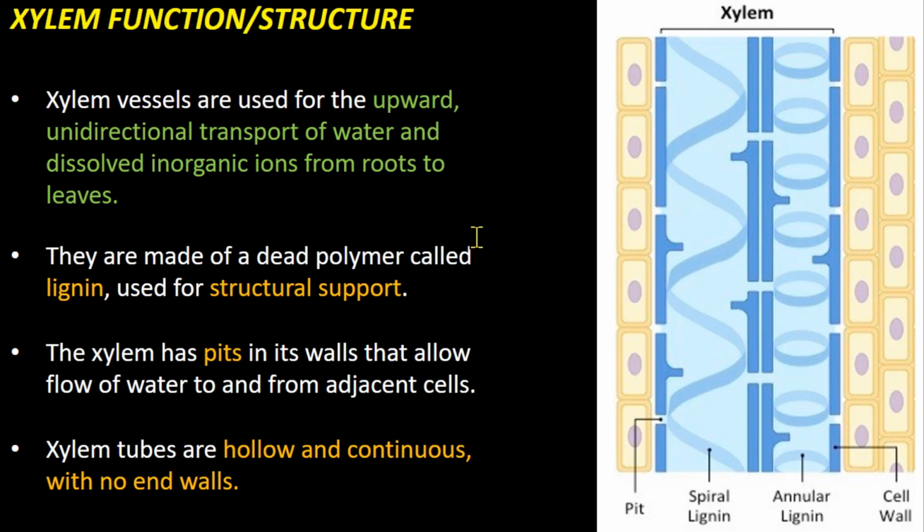There are different structural patterns that this lignin could be placed in, such as spirals and annular lignin, which is like rings. So the xylem has pits in its walls that allow flow of water to and from adjacent cells. Xylem tubes are hollow and continuous. There are no end walls, which could facilitate easy flow of water.